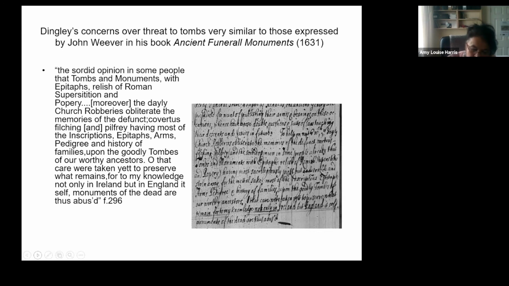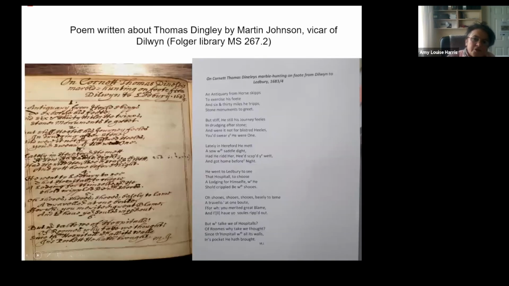I'm going to end this talk with an interesting piece of information I found in the Folger MS, which I mentioned to you earlier on. Without a diary, we don't know how people perceive themselves, and most of the time we have to look at what people say about them and history. So we really don't know. But the Folger manuscript has a poem written about Dingley by Martin Johnston, who was vicar of Dilwyn.